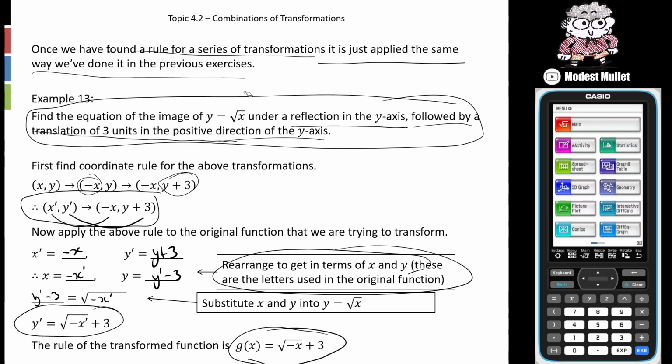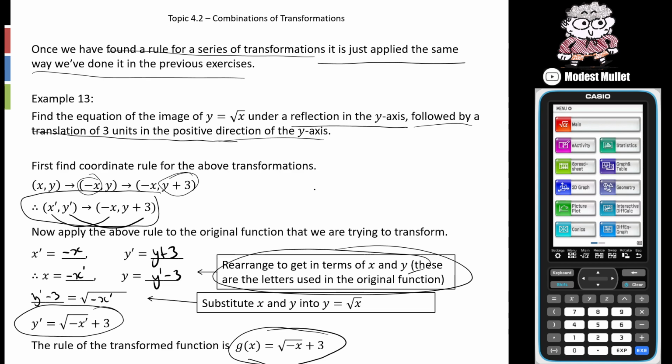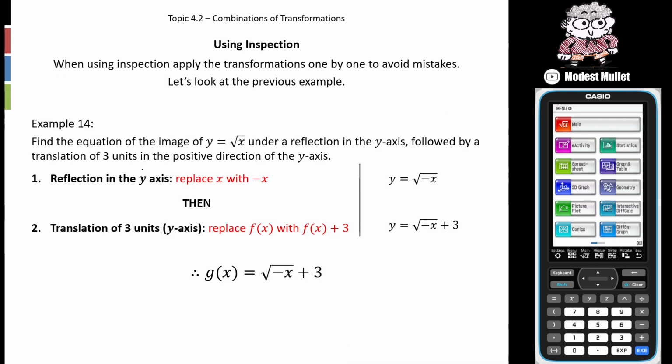There should be nothing really new on this slide. Just equate the coordinate pairs, rearrange to get the original x and y by themselves, use those equations, substitute into the original equation, and we get our transformed form. The only new bit is applying the first transformation, then the second transformation. Just do them in order.